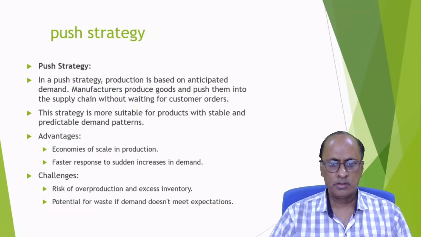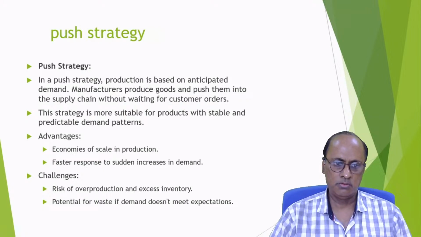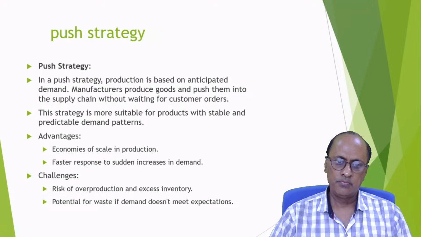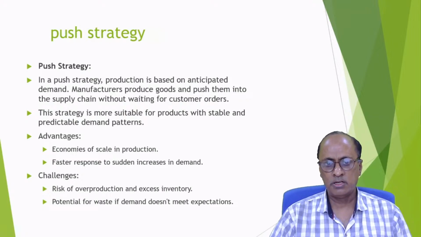In a push strategy, production is based on anticipated demand. Manufacturers produce goods and push them into the supply chain without waiting for the consumer's order. This is a very important thing. In push strategy, what happens? We don't wait for the consumer's orders. Before getting the consumer's orders, we produce on the basis of our demand forecast, anticipated demand. Whatever demand the organization has anticipated for the next 1 month or coming periods, accordingly the production is made.